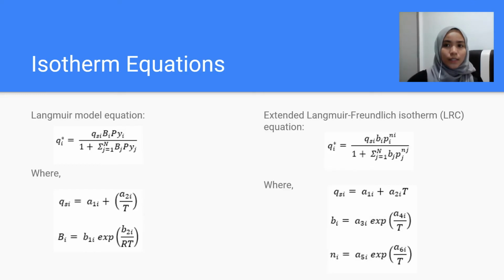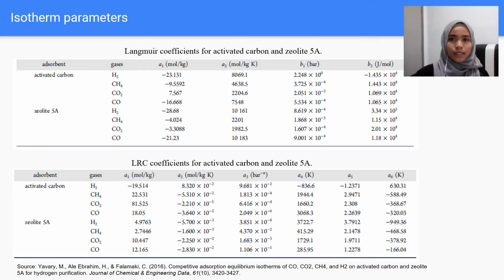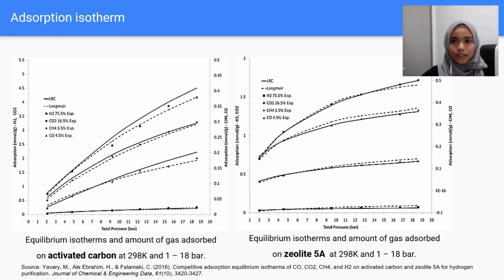In isotherm equations, the Langmuir model equation and the extended Langmuir-Freundlich isotherm, or LRC, equation will be used to determine the isotherm graph of the gas components. Here are the parameters obtained for each gas component from research. We can observe both tables for Langmuir coefficients and LRC coefficients used for the activated carbon and zeolite 5A. Based on the equations and parameters, both Langmuir solid line and LRC dash line isotherms are plotted for each gas component on activated carbon and zeolite.